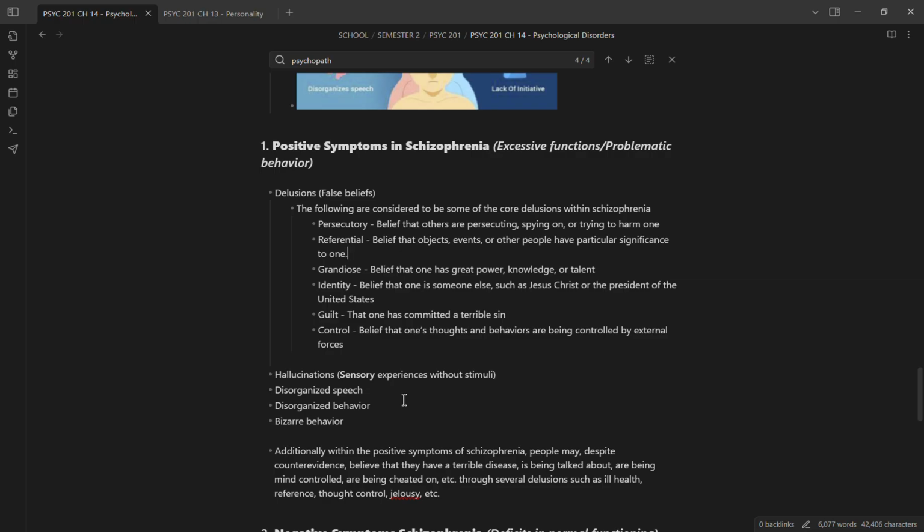Hallucinations, right? These are sensory experiences. They don't just have to be visual. It can be any of your senses, right? You can feel like someone's touching you. It can be you hear something that's not actually there.